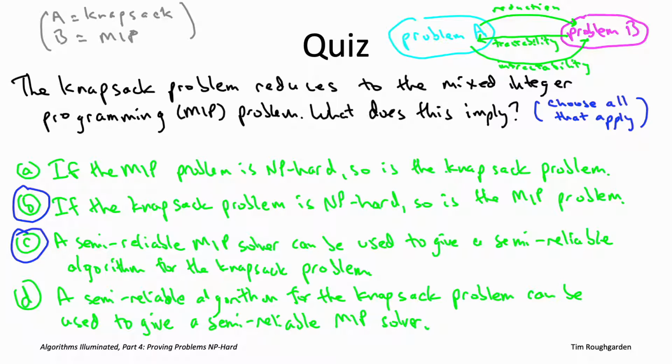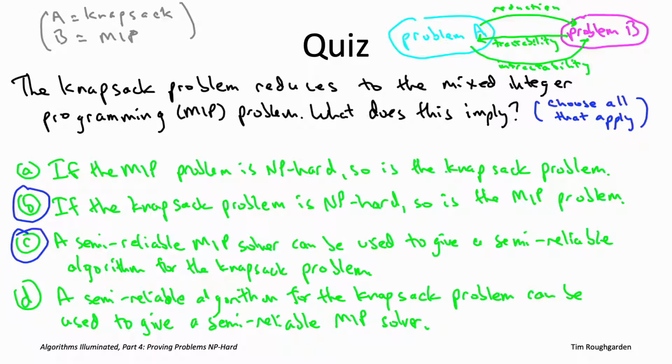So B is correct because the intractability will spread from the problem A, knapsack, to the problem B, MIP. And for the same reason, answer C is also correct, because computational tractability spreads in the opposite direction. Given a reasonably good algorithm for MIP, you get a reasonably good algorithm for knapsack just by composing the reduction from knapsack to MIP with the assumed reasonably good algorithm for solving MIPs.